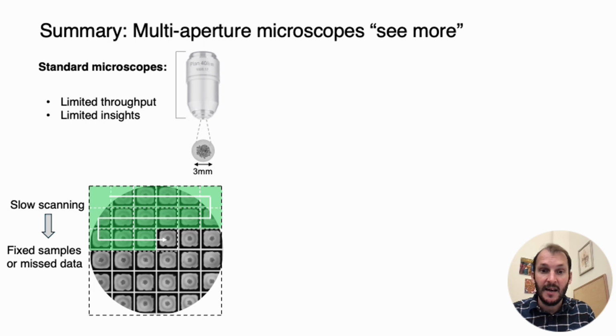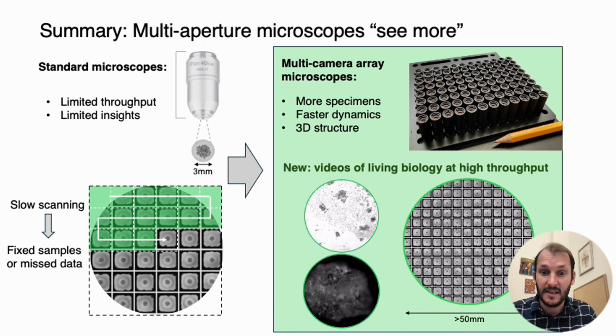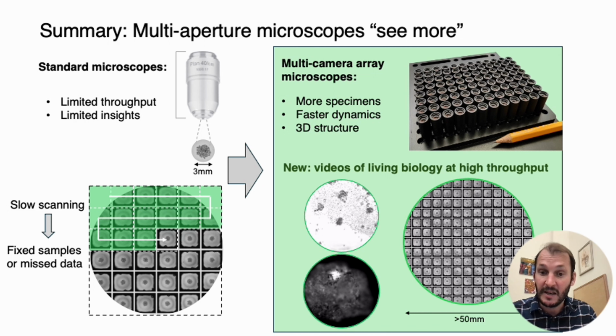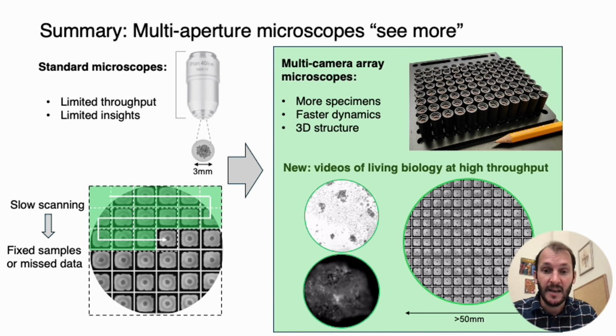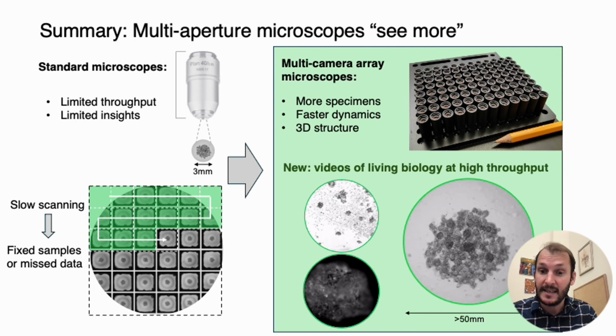So in summary, multi-aperture microscopes, I hope I was able to convince everyone, can just see more than a standard microscope. So instead of slowly scanning across a specimen one field of view at a time, looking at a little patch at each step, our parallelized microscope technology can allow you to see a much larger area or an entire multi-well plate all at once effectively. And so that speed advantage is one thing, but what that new technology really does, which we're excited about, is it opens up new assay opportunities.